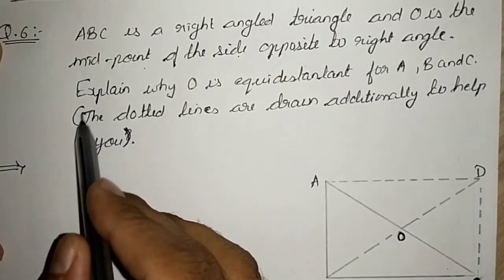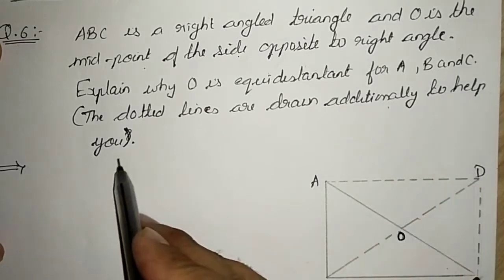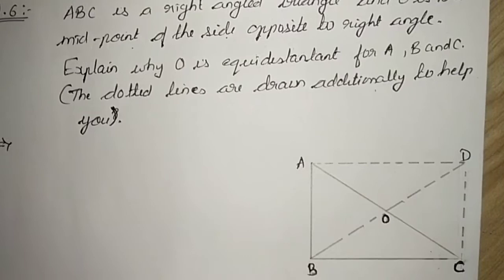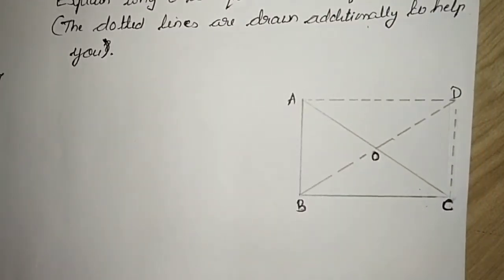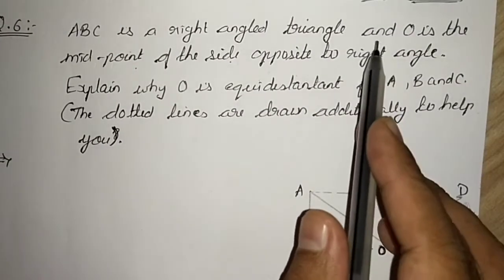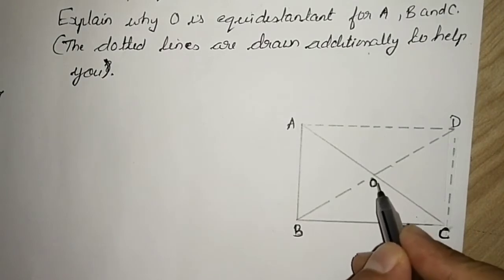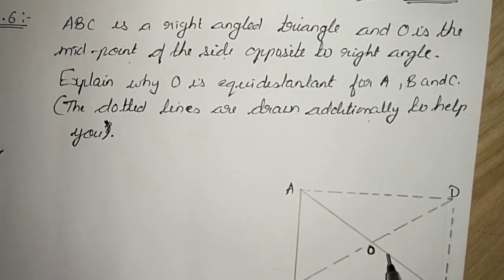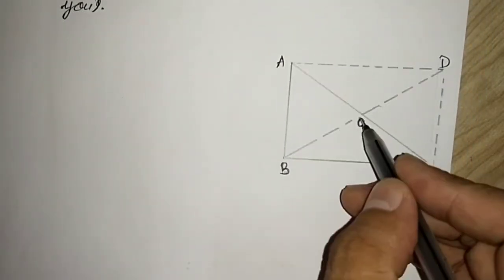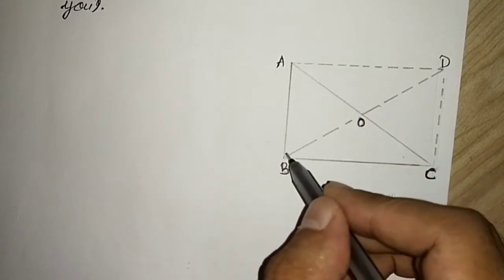And they have given us some hint. The dotted lines are drawn additionally to help you. What are they telling? ABC is a right angle triangle. What else have they told? And O is the midpoint of the side opposite to the right angle. That means here is O. It is the midpoint of the side opposite to the right angle.